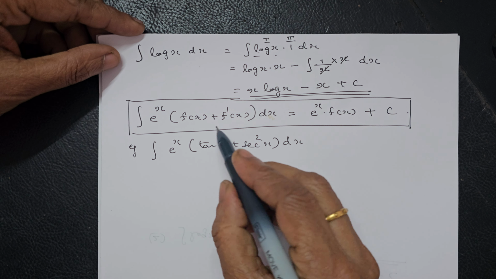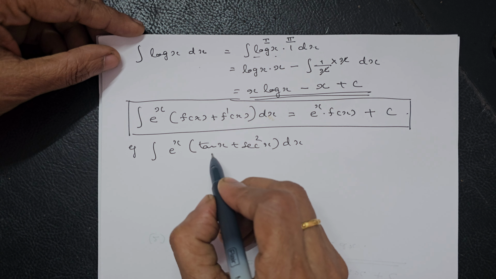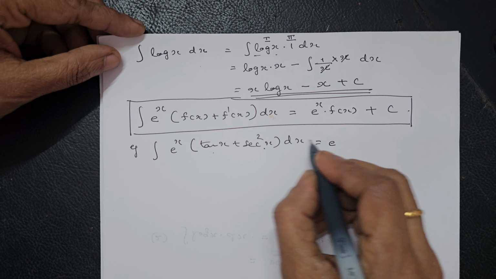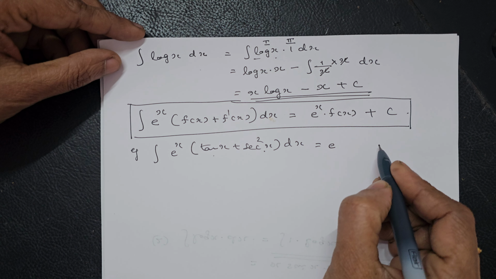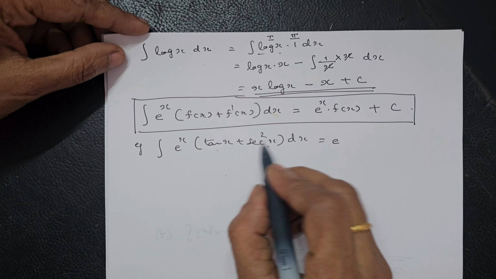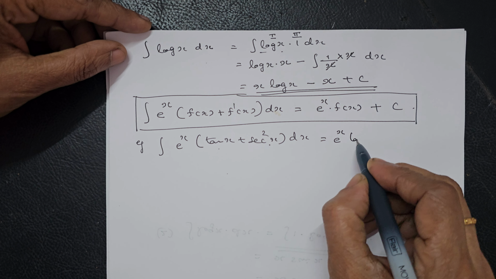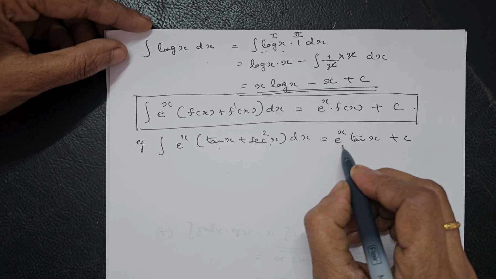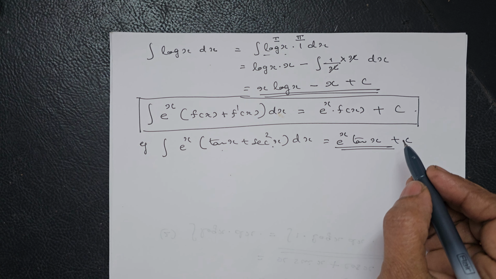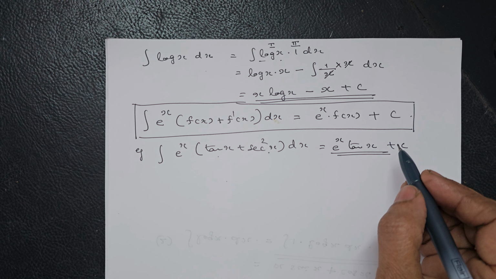But since it comes under this particular type, e raised to x into function plus its derivative, when you integrate, you will get the answer as e raised to x into the function. So you just identify which is the function and which is the derivative. Here you can see that f of x, tan x, is the function, and sec square x is its derivative. So according to the rule, the answer should be e raised to x into tan x plus c. This type of question can come as objective questions. Not always objective questions, it can even come as a 3 marks question also.